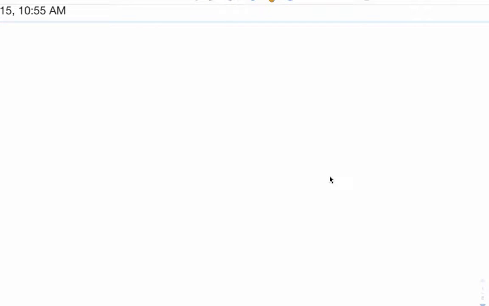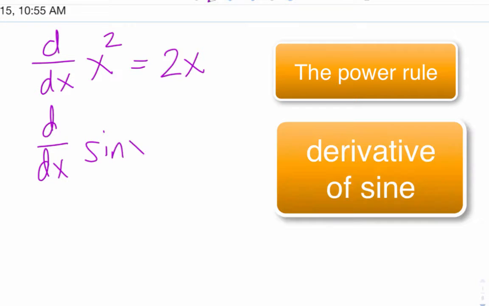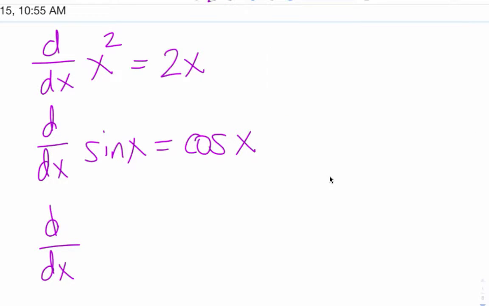So far, we've learned how to take some derivatives. So, for example, you know how to take the derivative of something like x squared using the power rule. You know how to take the derivative of sine x. We learned that that was cosine of x. What we haven't yet done is learn how to do a lot of combinations.